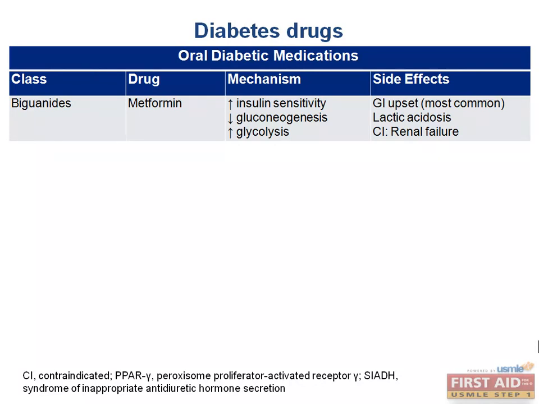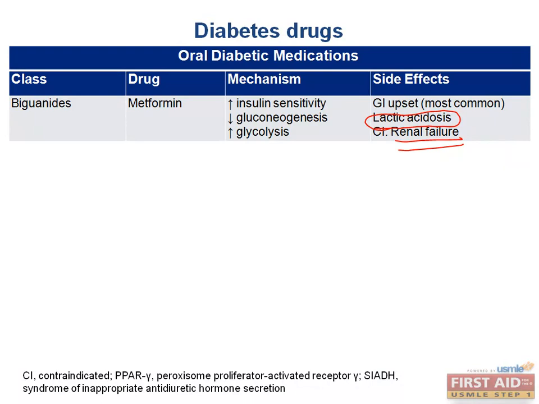The downstream effects of this are decreasing gluconeogenesis, increasing glycolysis, and increasing peripheral glucose uptake, which are all things we want to happen in the setting of diabetes mellitus. The major side effect to be aware of is lactic acidosis. Therefore, this drug is contraindicated in renal failure.